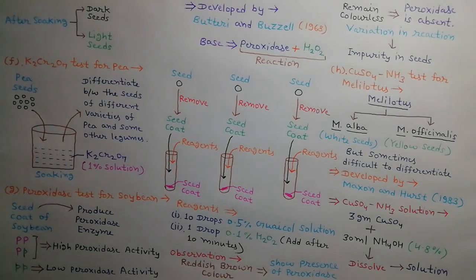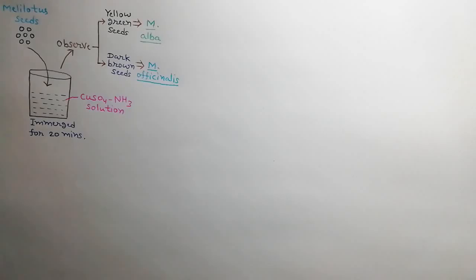Copper sulfate ammonia solution is prepared by dissolving 3 grams of copper sulfate in 30 ml of ammonium hydroxide 4.8% in a stoppered bottle. When the seeds of Melilotus are immersed in the solution for 20 minutes, the seeds of Melilotus alba turn yellow-green, while the seeds of Melilotus officinalis become dark brown or black.